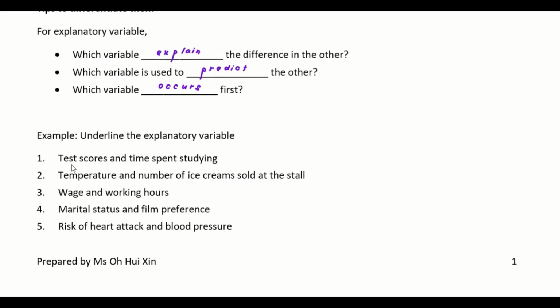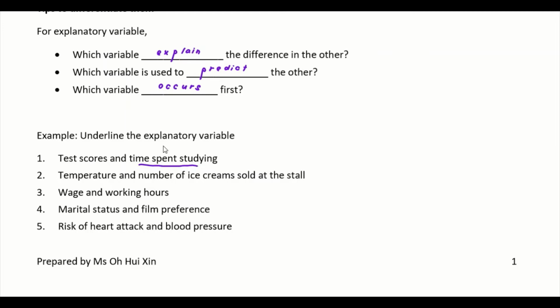By looking at the difference in test score, I can actually explain the difference in the time that you guys spend studying. Okay, so that's the idea. So that's why this third question comes in. Which variable occurs first? Which comes first before the other? So test score and time spent studying, which one actually comes first? Obviously, it's going to be the time spent studying.